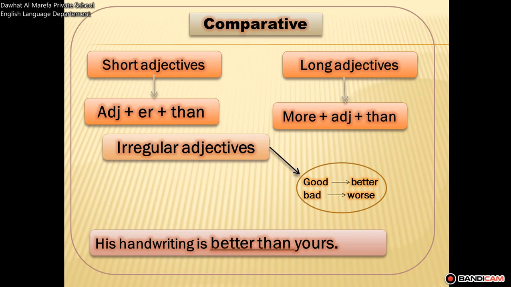Now here is an example. His handwriting is better than yours. Better than is the comparative form of the word good.